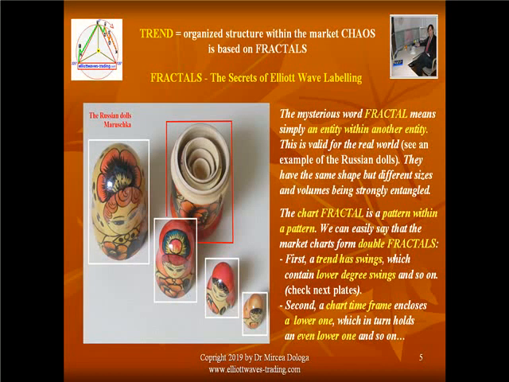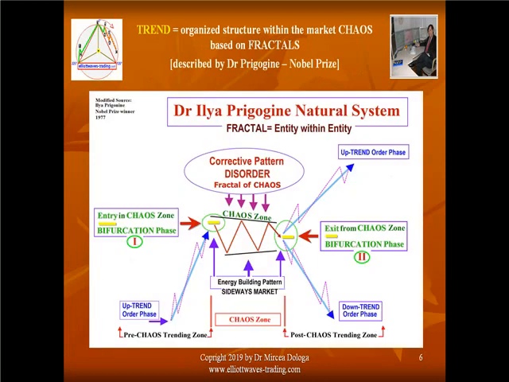First, a trend has swings, which contain lower degree swings, and so on. Second, a chart time frame encloses a lower one, which in turn holds an even lower one, and so on. Trend is an organized structure within the market chaos based on fractals. The first to describe it was Dr. Prigozhin, Nobel Prize 1977.